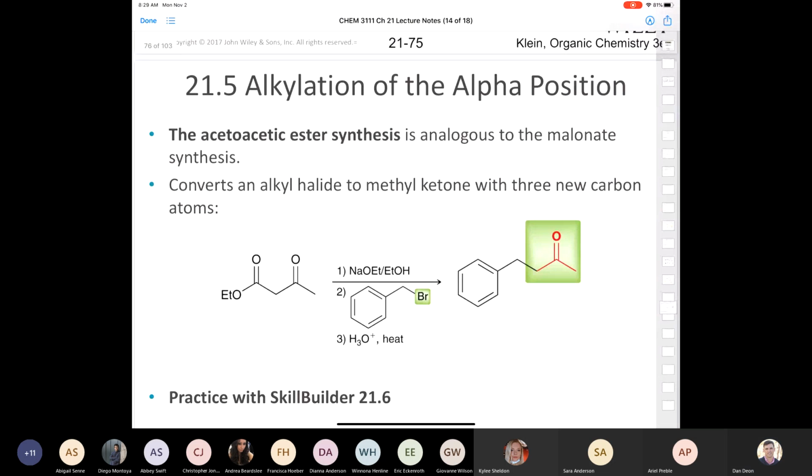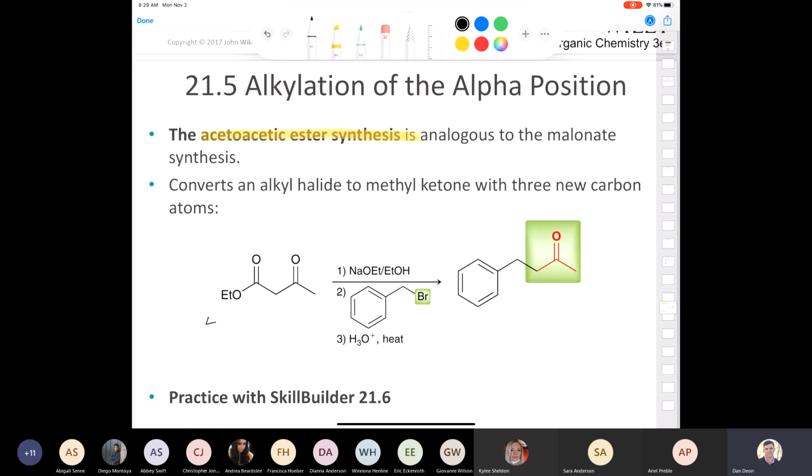Here's another sort of analog of the malonate synthesis, which is called the acetoacetic ester synthesis. You know, try that one on for size. The acetoacetic ester synthesis. We start with this molecule here. This is called ethyl acetoacetate. So it's kind of like diethyl malonate, but you're missing this ester group over here, right? So we'll delete that. And that's ethyl acetoacetate.